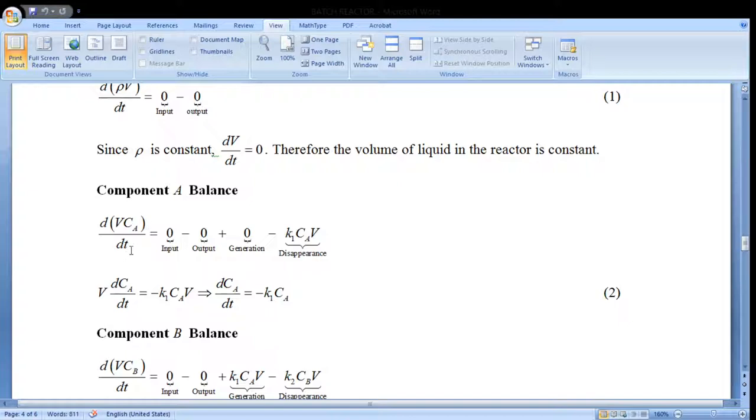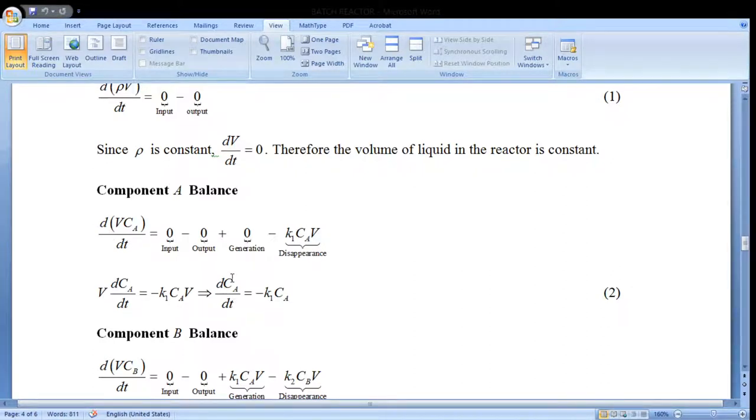In the case of A, volume times concentration gives the mass of A. Nothing is coming in, so A is not coming in, A is not going out, and A is not being generated. The only thing is that A is disappearing, meaning it is consumed by the reaction: minus K1 C_A. So this equation will come out of this.